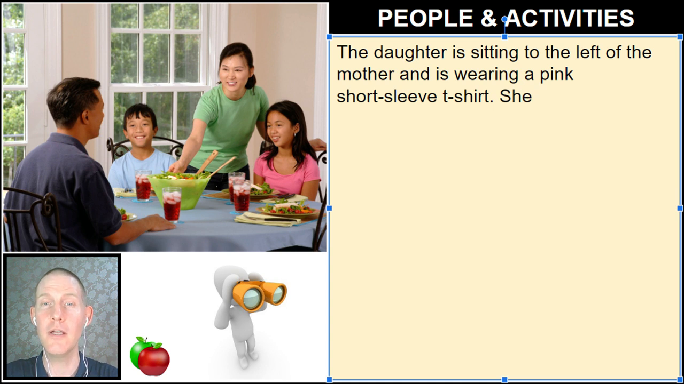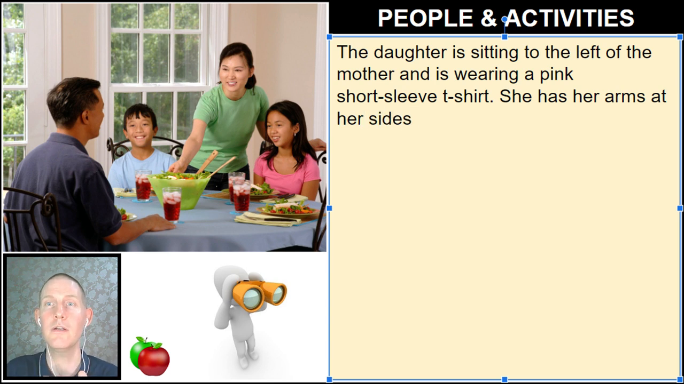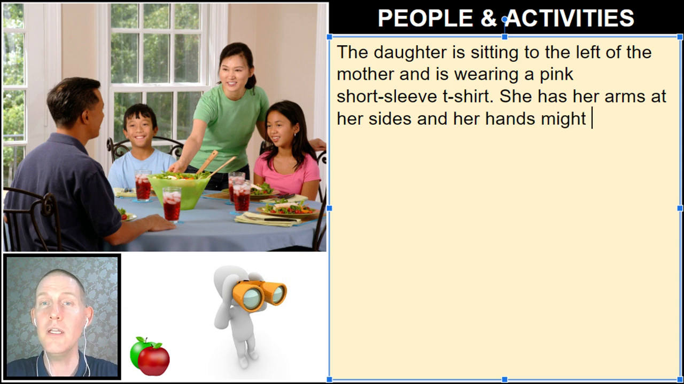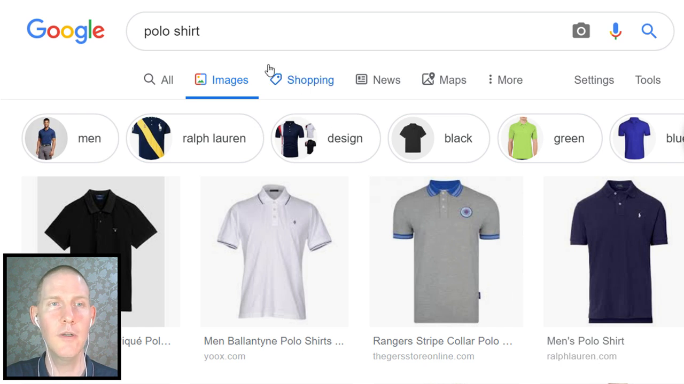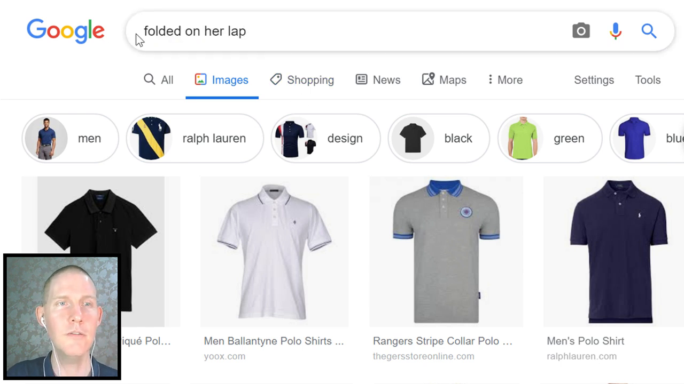She's going to be the daughter now. We're talking about the daughter, has her arms at her sides, right? So her arms are straight down her sides, and her hands might be folded on her lap under the table. So we can't see, right? But I'm going to make a guess here because it's a comfortable position. So let's take a look at a picture. Hands folded on her lap. Let's do that.